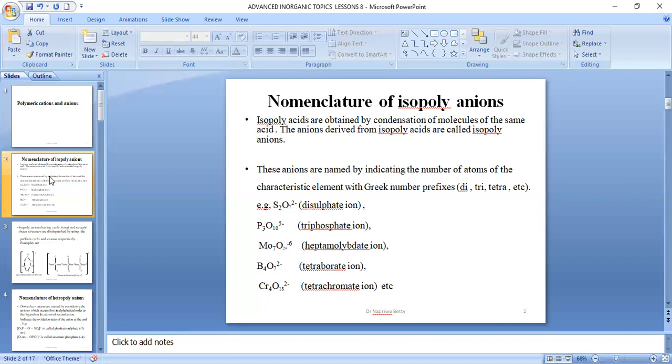Then Mo7O24 6-, it is a heptamolybdate ion. B4O7 2-, it is a tetraborate ion. And then Cr4O13 2-, a tetrachromate ion. We have 4 chromium atoms.